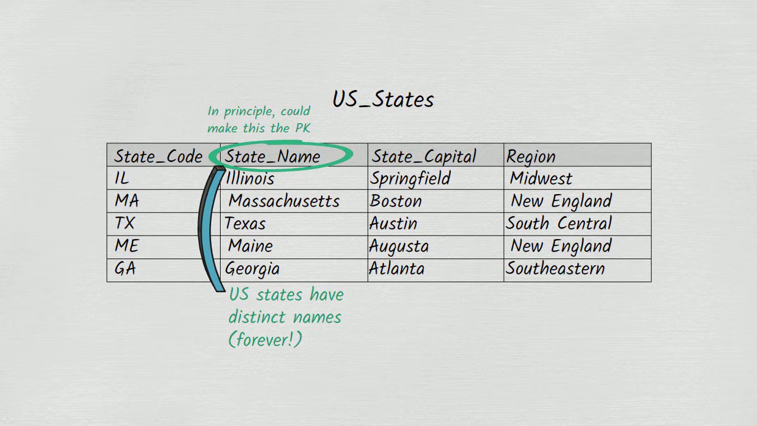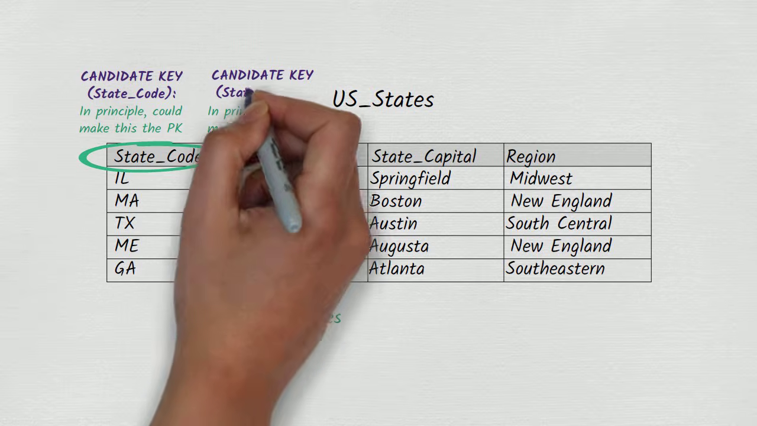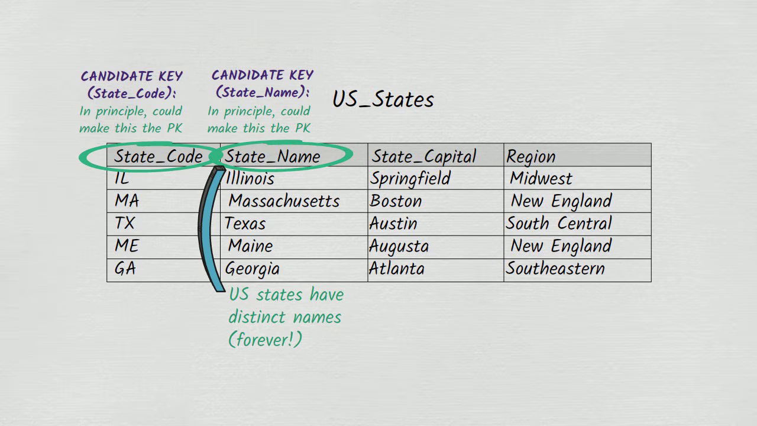Because state name is a unique identifier, just as state code is a unique identifier, we say that both state code and state name are candidate keys. The term candidate key reflects the fact that when we're deciding what the primary key should be, these are the candidates we have to choose from. Are there any other candidate keys besides these two?